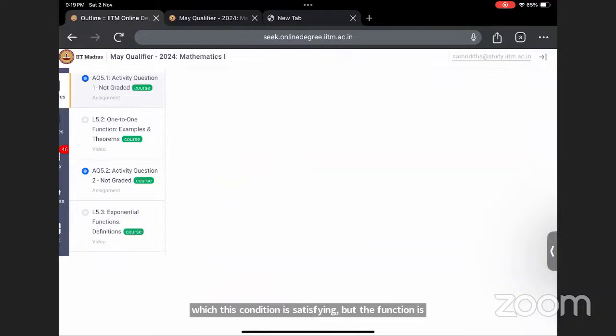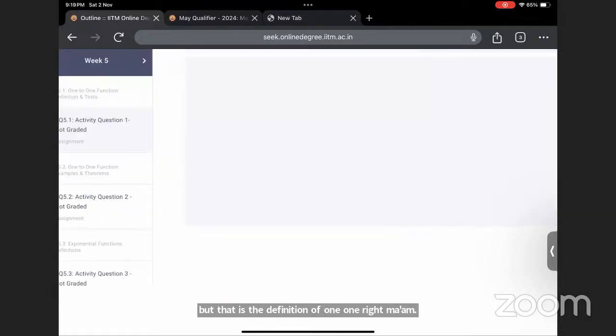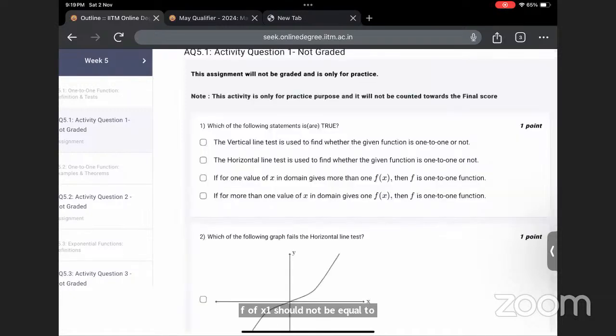Ma'am, but if that is the definition of 1, 1, right, ma'am? F of x1 should not be equal to f of x2. No, this is just the opposite. If x1 is not equals to x2, then it will imply f of x1 is not equals to f of x2. This is the definition.